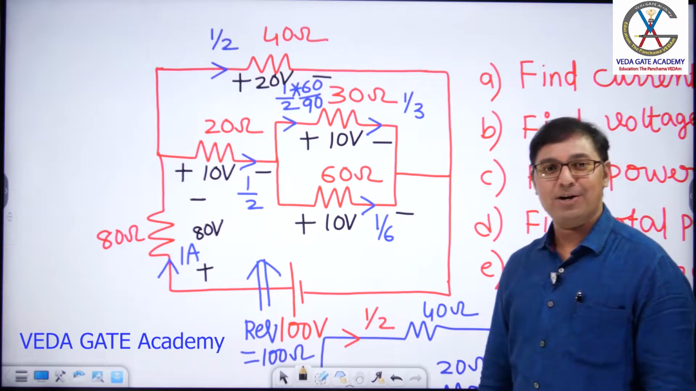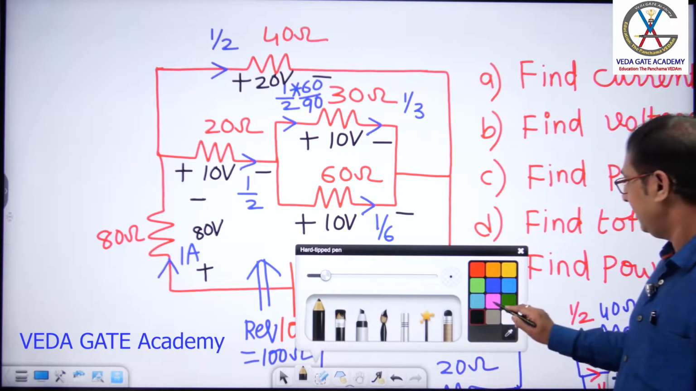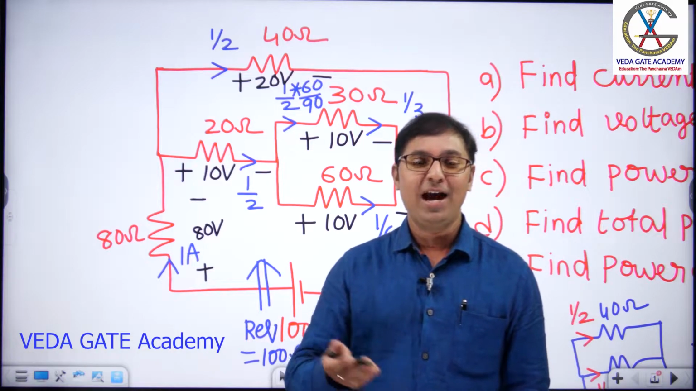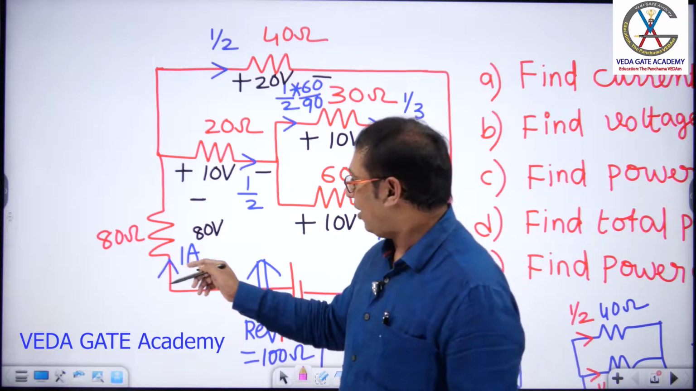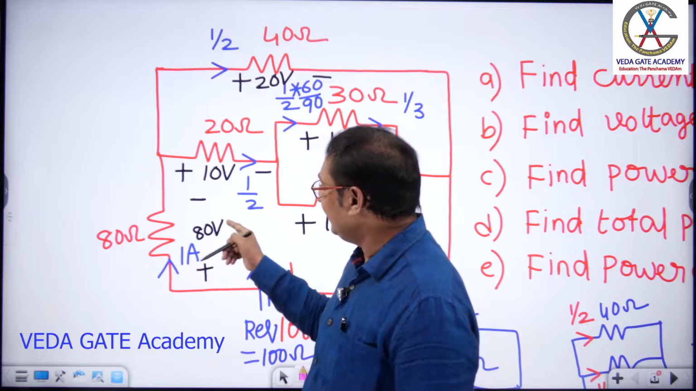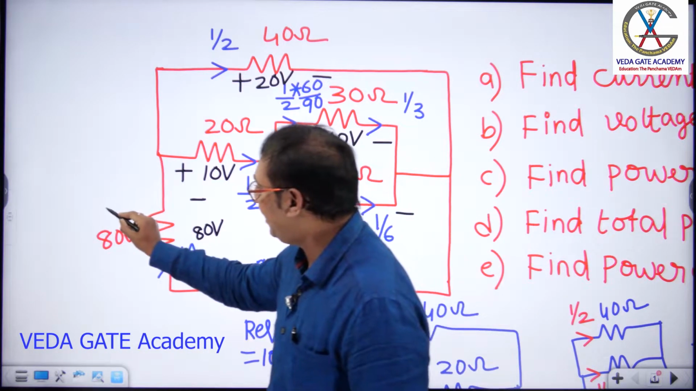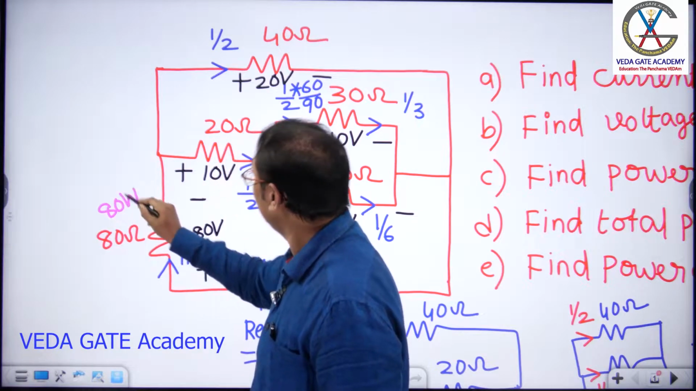Let us find power absorbed by each R. Let me use the pink pen. Power absorbed by each R, power formula: we are into IR. What is this? Black into blue. This 80 volts into blue current, 80 volts into 1 amp. How much? 80 watts.